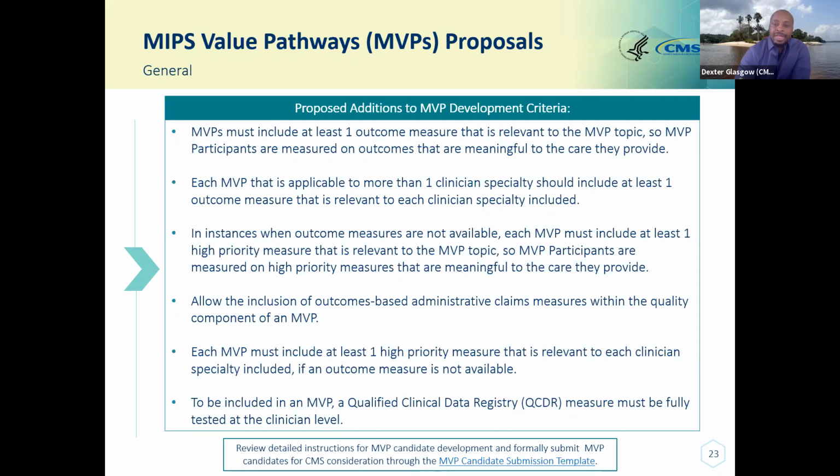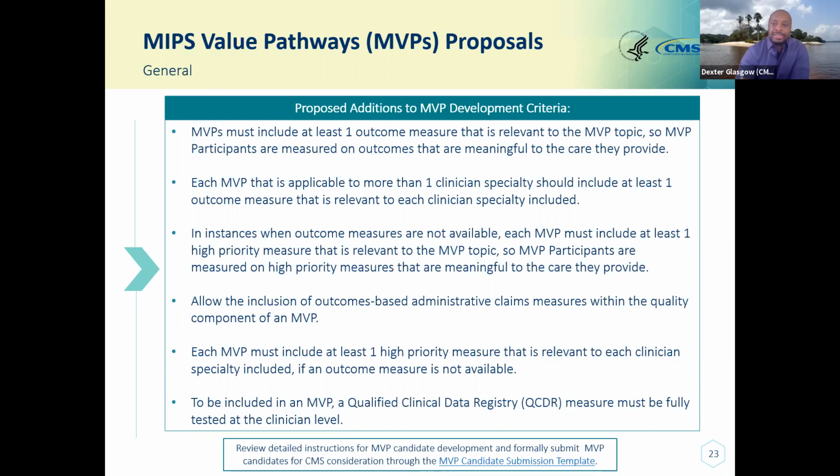A given MVP may be attributed to one specialty or several specialties. So in an instance where an MVP is attributed to several specialties, perhaps it's created and implemented in a manner that emulates the team-based care model, where there are several specialties involved. We will want to make sure that each MVP has at least one outcome measure that is relevant to each clinician's specialty that is included within that given MVP.